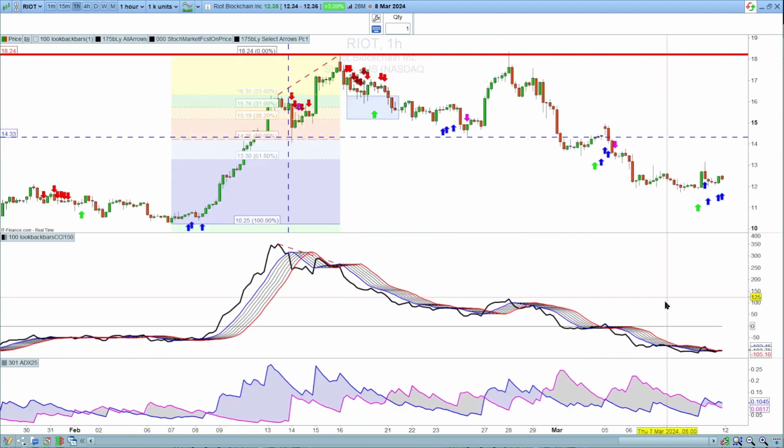At the moment, we've got no other divergence. It's still that CCI is trending in line with the price, which is what it normally does anyway.